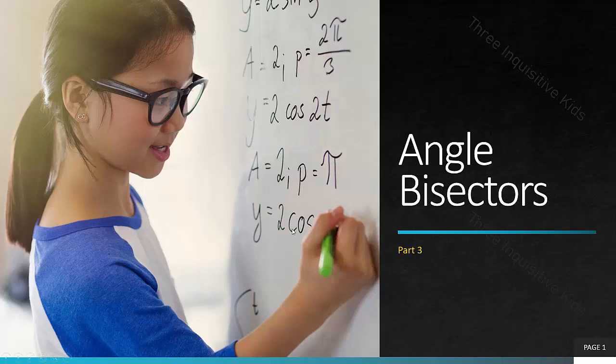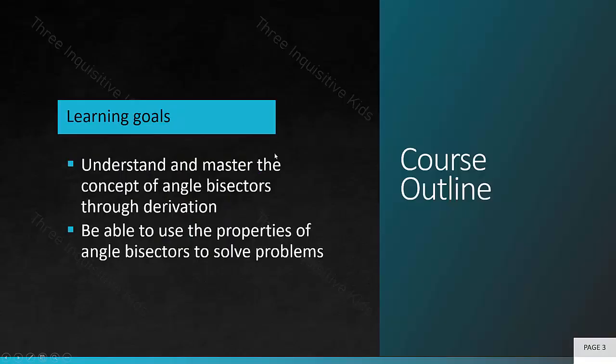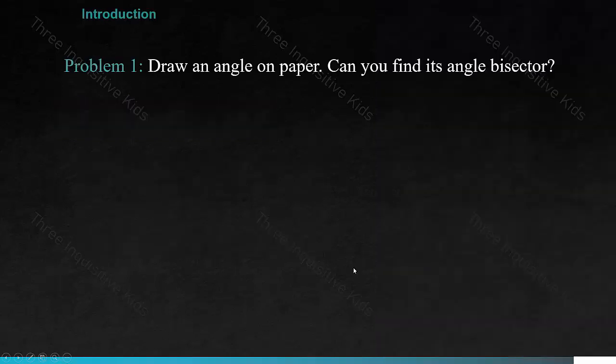In this video, we will be talking about angle bisectors, part 3 of lesson 3 of chapter 11. Here's our course outline for this unit. As you can see, we are already in our second to last video. In our next lesson, we're going to be concluding what we learned in one lesson called symmetric figures. Our learning goals for today are to understand and master the concept of angle bisectors through derivation, and be able to use the properties of angle bisectors to solve problems.